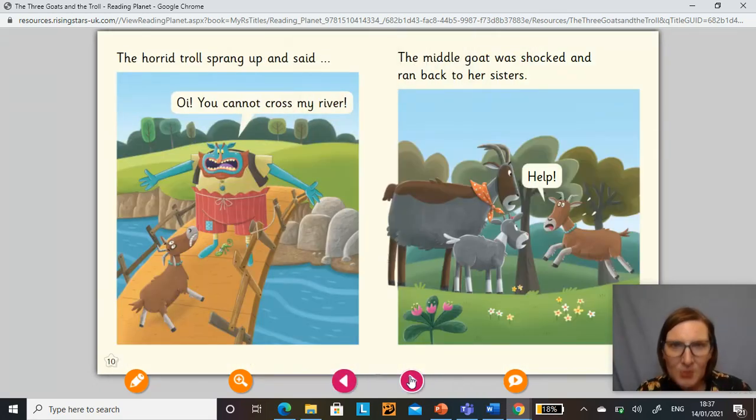A horrid Troll sprang up and said, "Oi! You cannot cross my river." The middle goat was shocked, and she ran back to her sisters. "Help! Help!" she said. I wonder if the third and the biggest goat will have a go. Do you think she might? I think she might too.